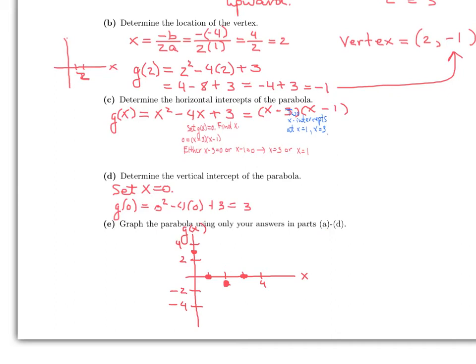So if we connect our points with a smooth curve, we arrive at a graph that looks like this, and you can see that it is an upward opening parabola.